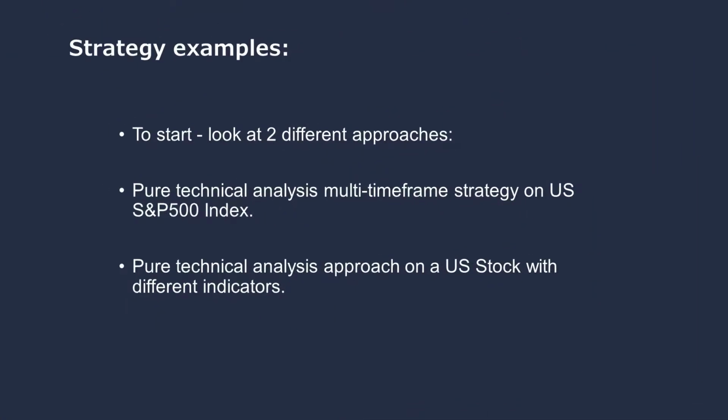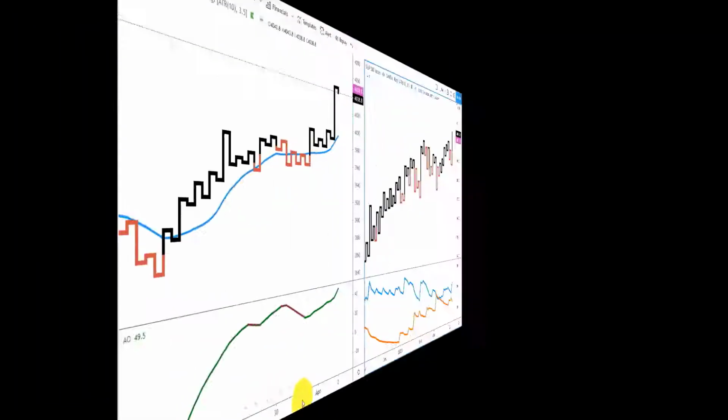To kick off this section, we are going to look at two different strategies. First is a pure technical analysis multi-time frame approach on our friend the US S&P 500 stock index. The second we touched on briefly in an earlier section involving the Ichimoku chart, but it's a combination of different pure technical analysis indicators on a US stock. So let's dive into those two examples.